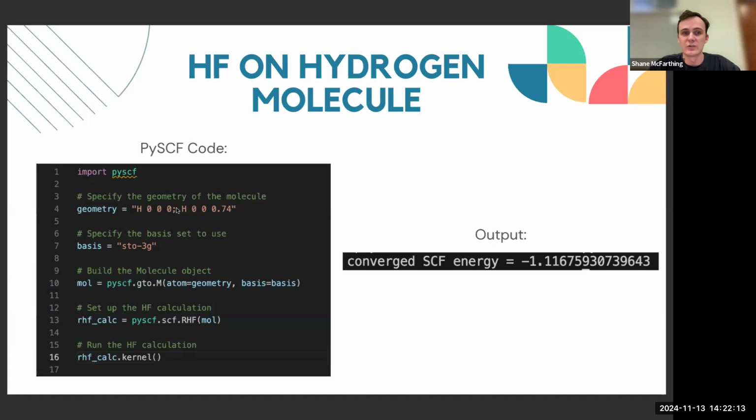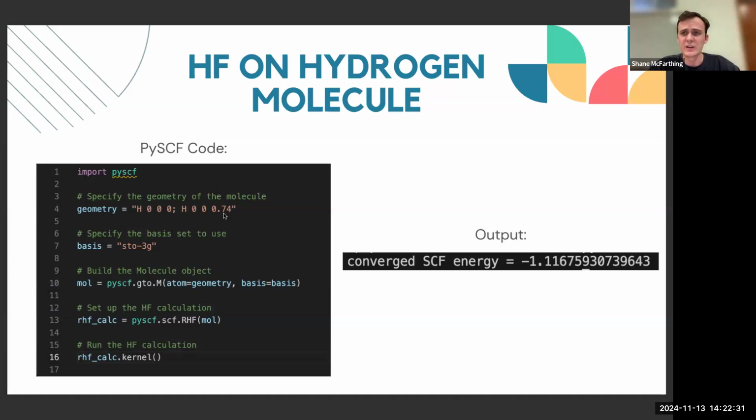So in this case, for the hydrogen molecule, we have the 2 hydrogen atoms, and the last coordinate of the second hydrogen atom is 0.74. What that means is there's a distance between the 2 nuclei of 0.74 angstrom.